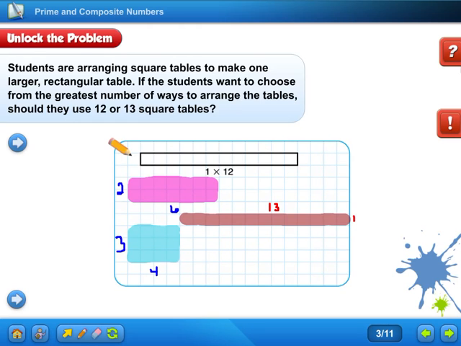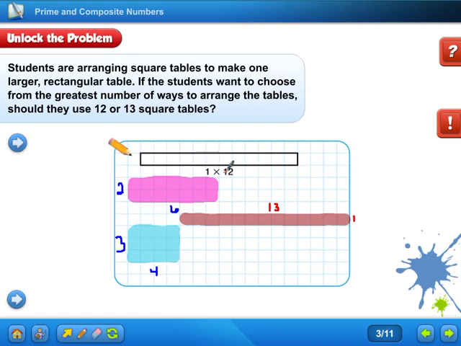Alright, let's start off with the first question. I already did a little work as you can see on this page, just for time's sake. The question says, students are arranging square tables to make one large rectangular table. If the students want to choose from the greatest number of ways to arrange the tables, should they use 12 or 13 square tables? They started the first one for me.